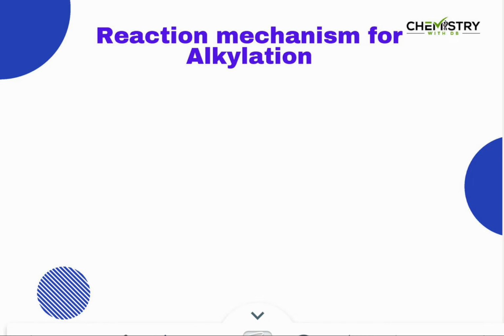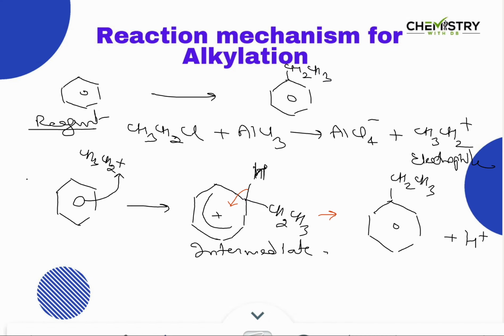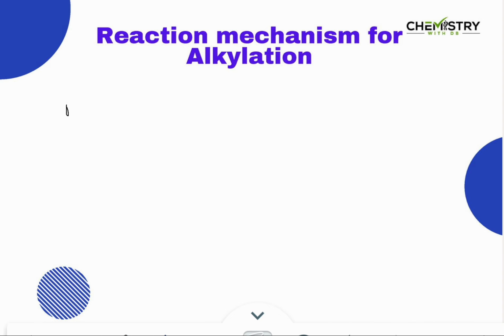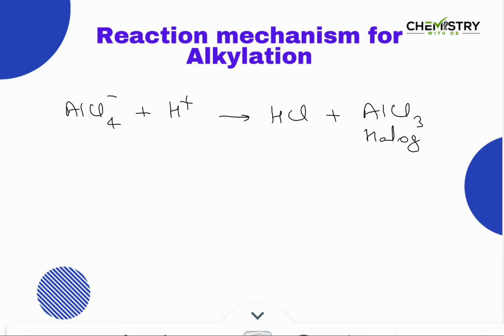In the third step, wherein the catalyst needs to be regenerated, you see the AlCl4 minus that was formed here reacts with the H plus that has been released from the second step by substitution of hydrogen from the benzene ring, and this forms HCl, and the halogen carrier is regenerated.